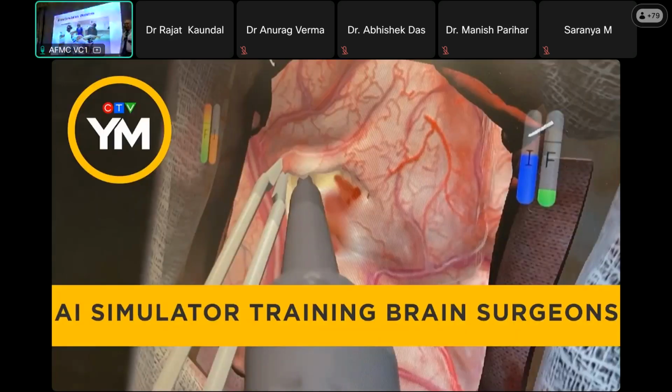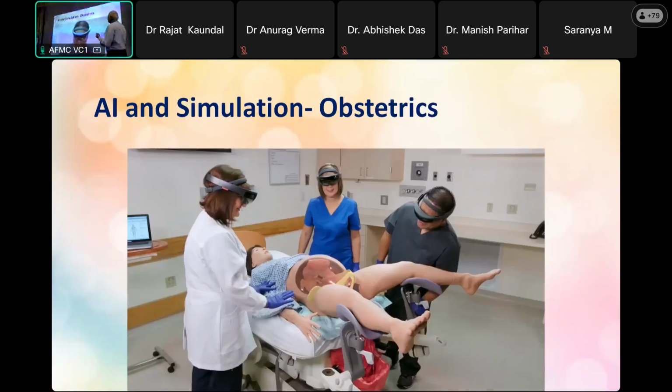And look at this AI simulation in obstetrics. Somebody is using HoloLens 2. But I must tell you, HoloLens 2 is now out. There's much more coming ahead. But look at this. You can put on sound. I'm sure there'll be a lot of things there. And you will find the way people now do deliveries.